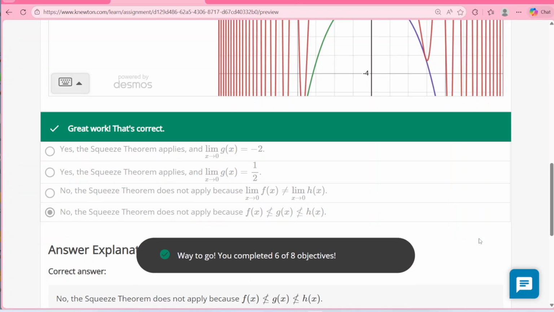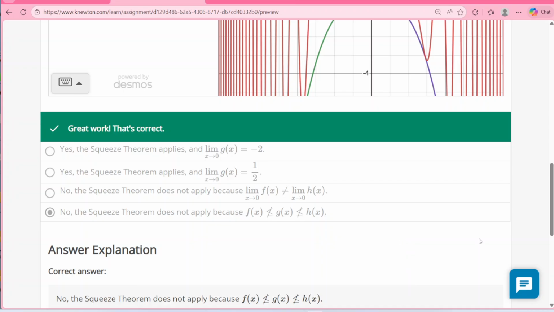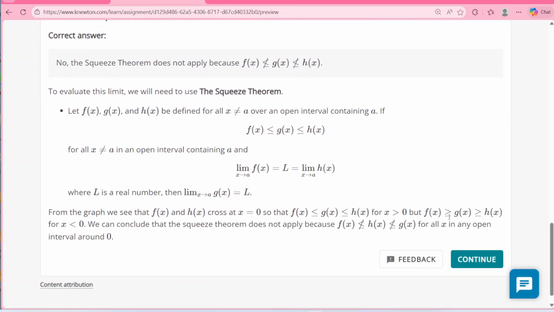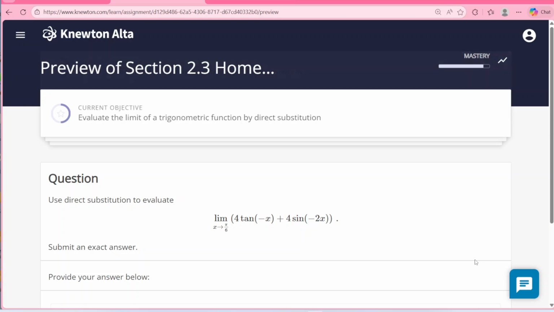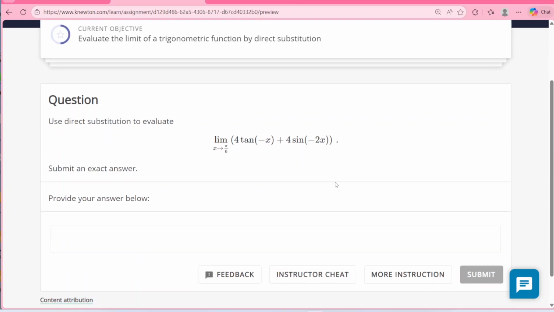Right? So again, this is the one I got wrong earlier. Hopefully it makes sense why it was wrong. Again, read through the answer explanations like I did earlier. Hopefully you can figure out your mistakes. All right, so that objective with the squeeze theorem is done. So then, more of just substituting.